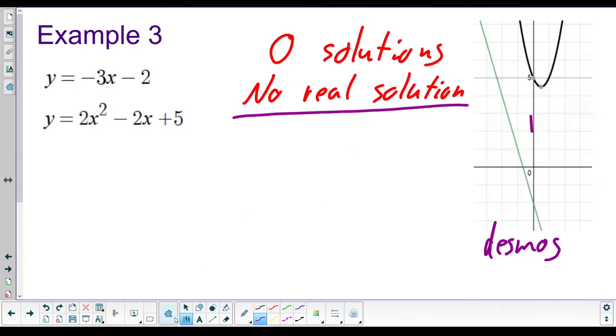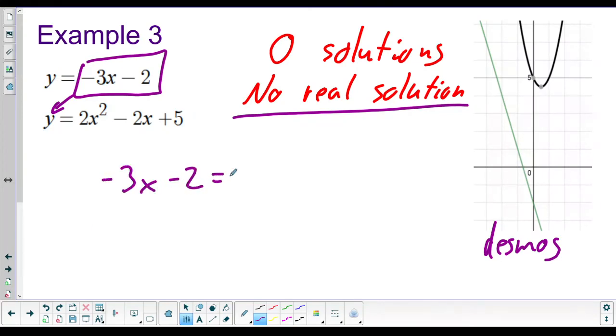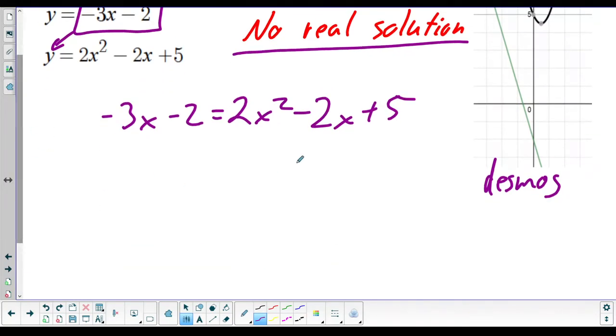They don't touch. But what if I am a very math-inclined student who just loves formulas? How will I know it's no real solution when I'm doing it with the math if I don't look at a picture? So let's go do that. We're going to substitute this into that y. So we get negative 3x minus 2 equals 2x squared minus 2x plus 5. Now we need to move everything to one side so we can solve our quadratic. So we're going to add 3x and add 2.